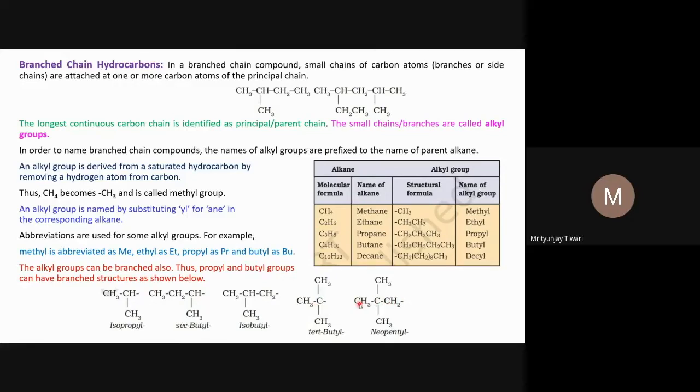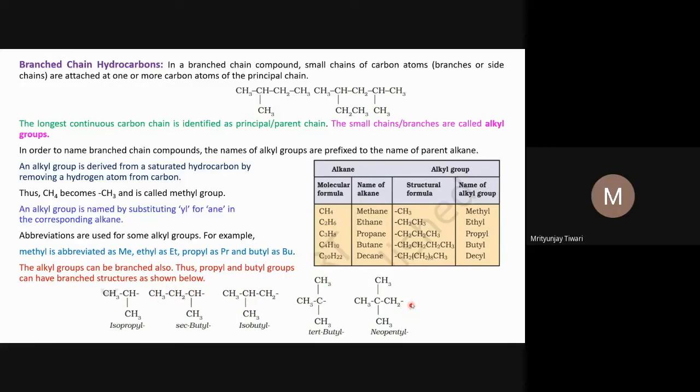Here 1, 2, 3. This is propyl, and this branching is at the second position. 2,2-dimethyl propyl. This one will be 1-methyl ethyl. This will be what? 1-methyl propyl. This is 2-methyl propyl, because 1, 2, 3, 2-methyl propyl. This is 1, 2, 3, 1-methyl propyl.